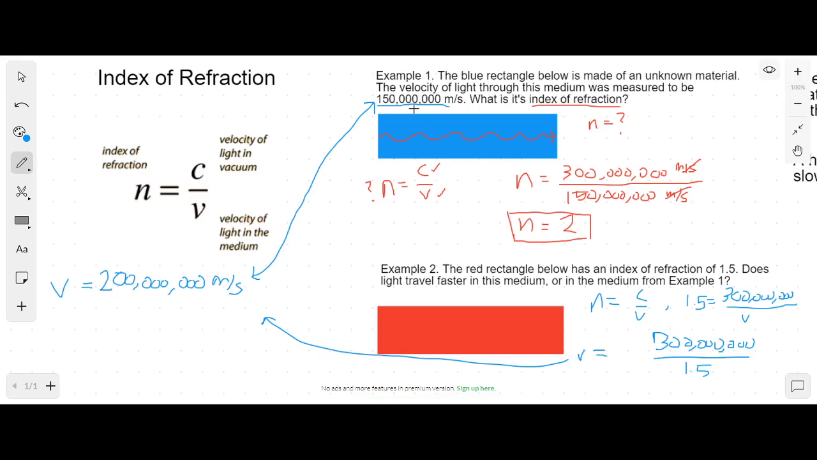The point of this, guys, is that when your n is a larger number, so we're comparing 2 and 1.5, when your n is a larger number, you go slower. When your n is a smaller number, you go faster. Larger n, slower speed. Lower n, larger speed. Let's move on.